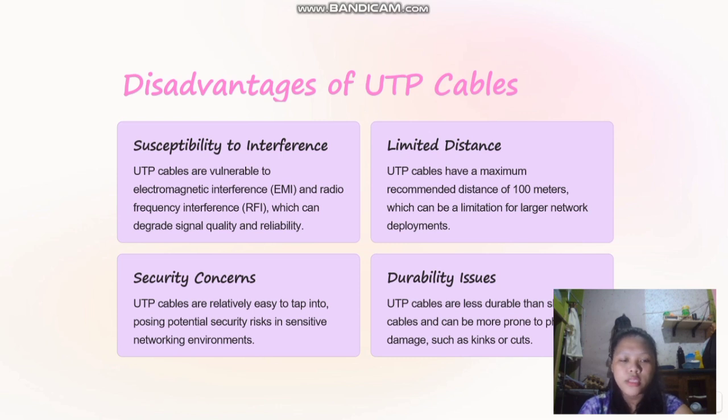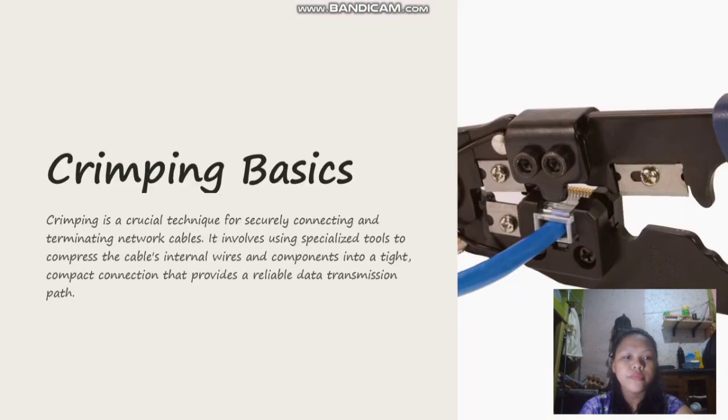Security concerns. UTP cables are relatively easy to tap into, posing potential security risks in sensitive networking environments. Durability issues. UTP cables are less durable than shielded cables and can be more prone to physical damage such as kinks or cuts. Crimping basics.